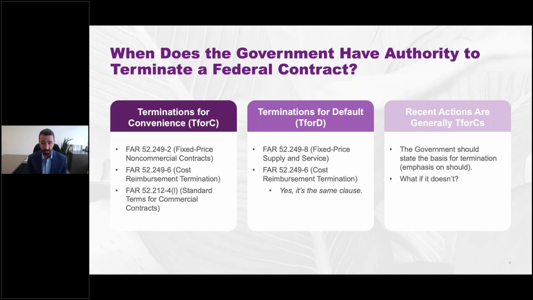So recently, the terminations that the government's been issuing by and large on these policy-driven terminations are terminations for convenience, what we call T for Cs. That's saying the government is making that, it's not you, it's me determination and terminating the agreement for that reason. Now the government, when it issues a termination, should say what its source of authority is and its grounds for termination. So it shouldn't really be a mystery to you.